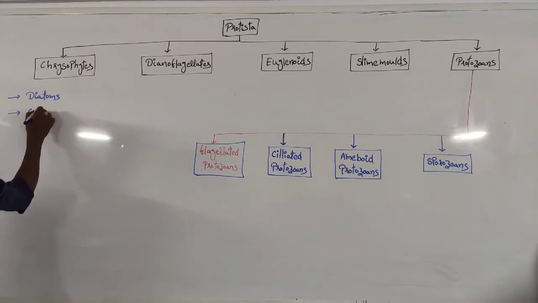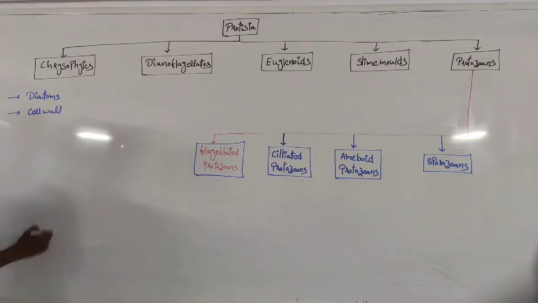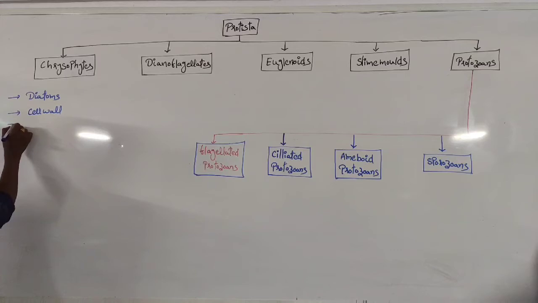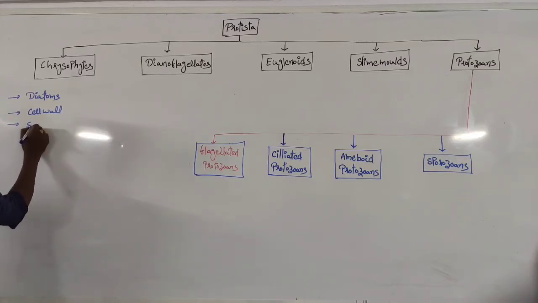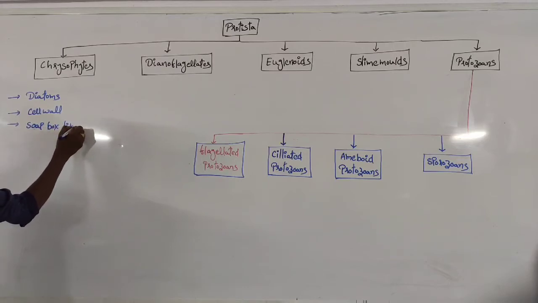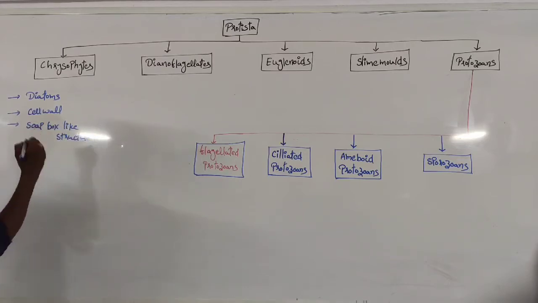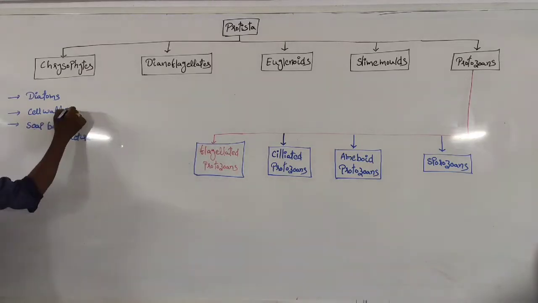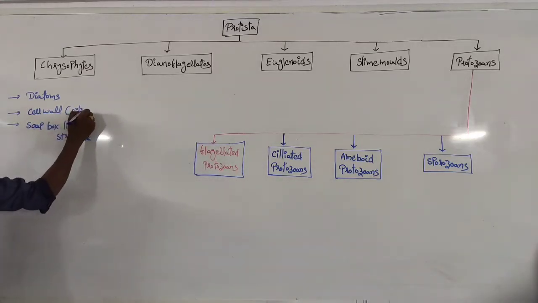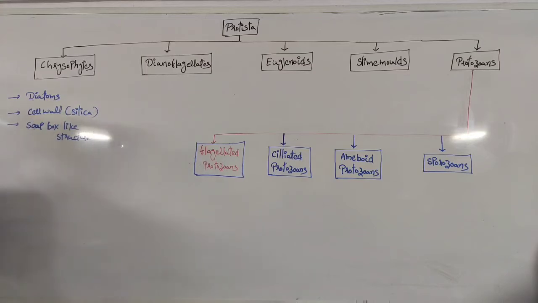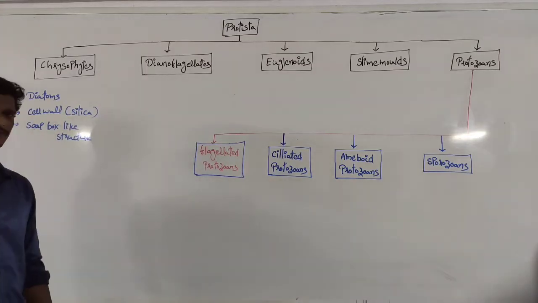Chrysophytes have a cell wall, right? And chrysophytes have a soap box-like structure. And the chrysophyte cell wall is made up of silica, right?